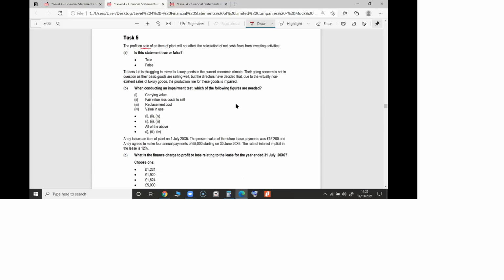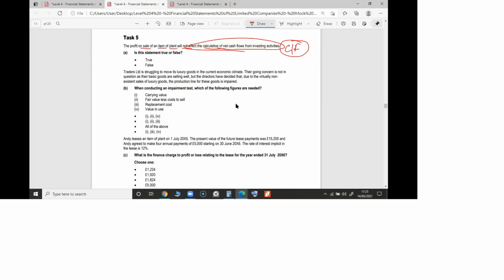The profit or loss on an item of plant or equipment, or a non-current asset in short, will not affect the calculation of net cash flow from investing activities. Is it true or false? You know, a cash flow statement question coming in. Profit on disposal will not affect the investing activities of your cash flow statement. What do you think? True or false?